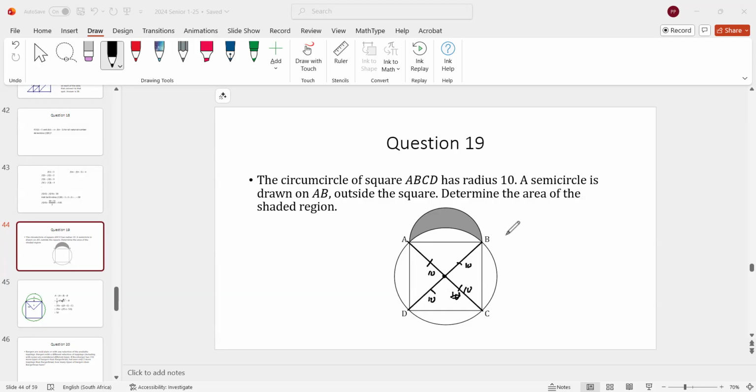A circumcircle is drawn on AB outside the square. So you got a circumcircle, a circumscribed circle, right? And determine the area of the shaded region. All right, now, these problems, you have some strangely shaped regions, but these shapes can be calculated by using known shapes and known areas. The way to tackle this is, let the shaded area be A, let that be B, and let that be C, right?